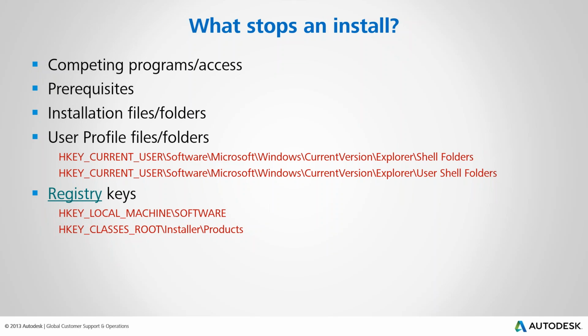Anything under HK local machine software, especially software/Autodesk, anything left in there from the product that you're trying to reinstall, or anything under classes, HK classes root installer products, anything like that in there, it could potentially make the software think it's already installed, or sometimes it won't even tell you that it thinks it's already installed. It'll just start doing the install and then it'll throw an error at you. So anything in there could potentially cause issues with the reinstall.